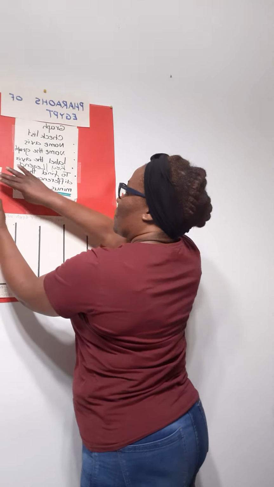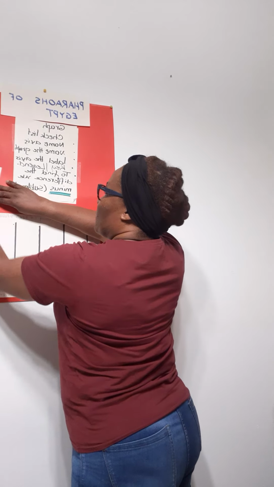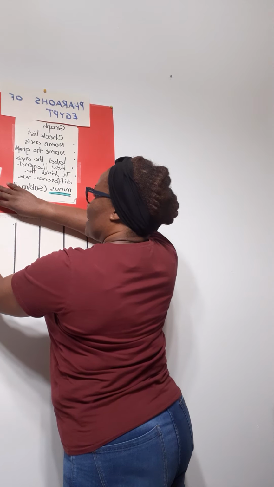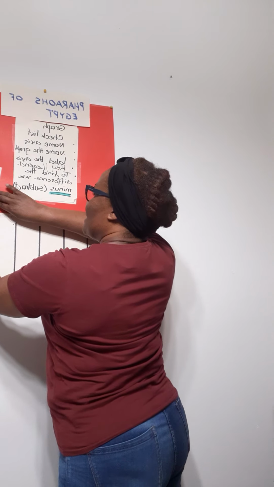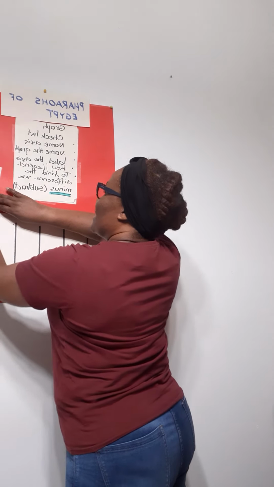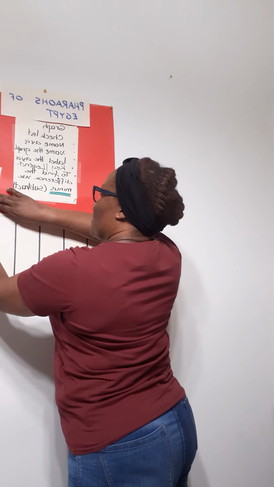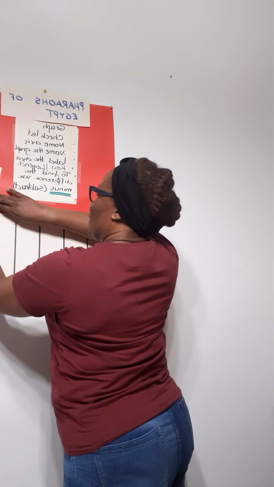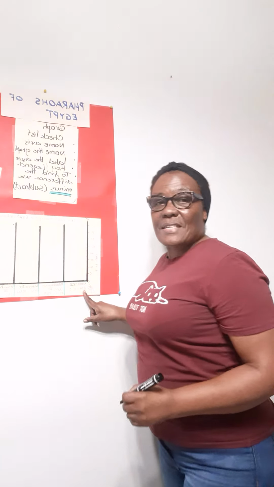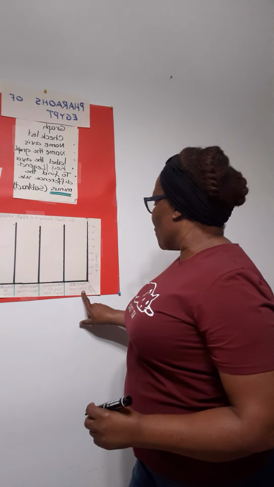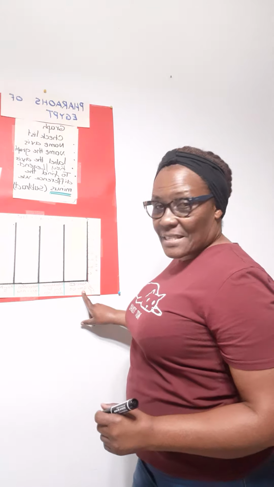So let's take away 3 from 9. Good job. 6. 1 from 7. 6. 2 from 2, we have nothing. And 1 from 1, we have nothing. So, Ramesses II ruled for 66 years.